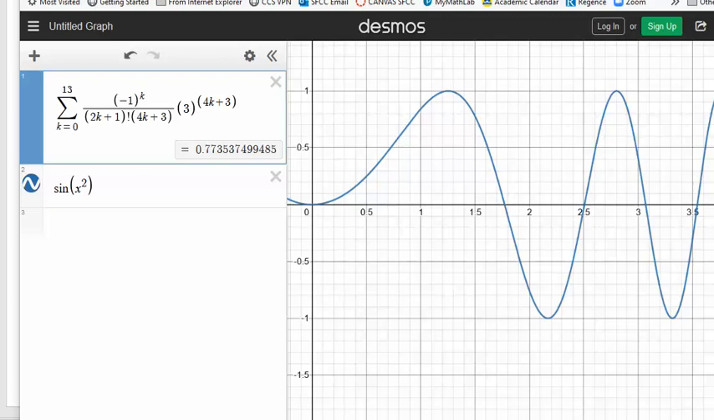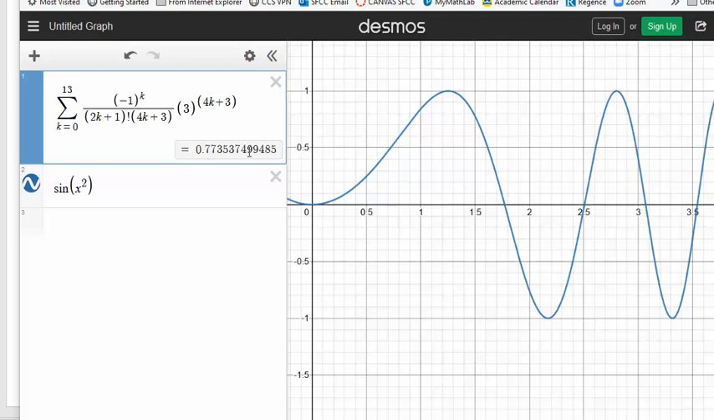Let's finish off by going back over here and looking at Desmos and looking at this power series one more time. So remember, this 3 was the upper bound, and we're adding up the first 14 terms here, and the output was the area under the curve, which is 0.77.